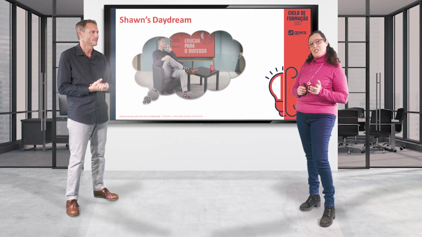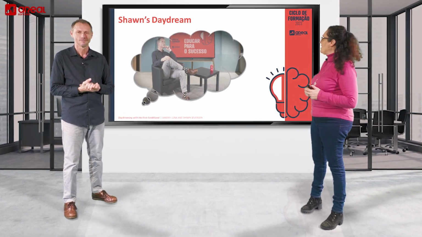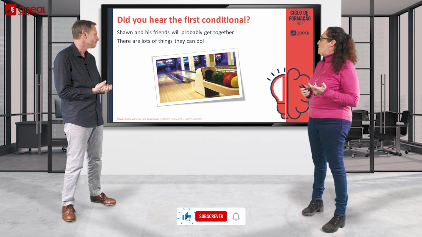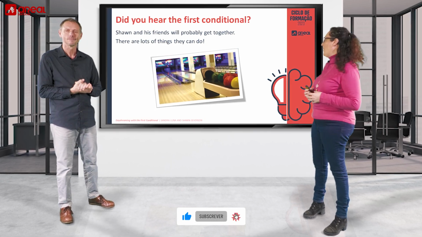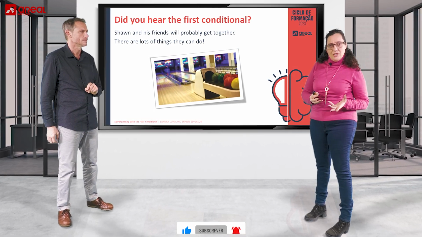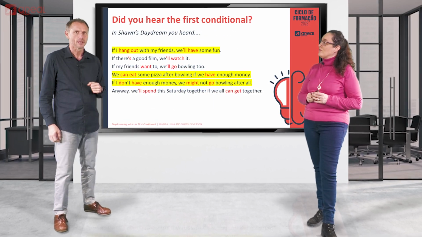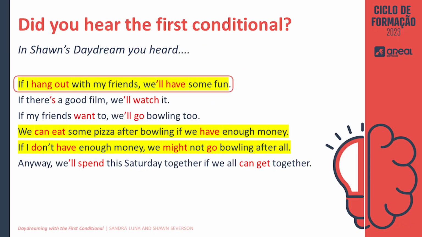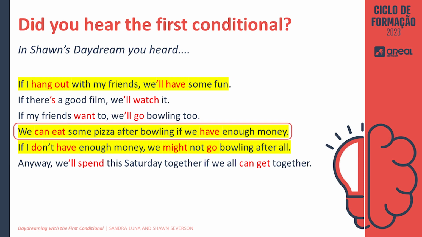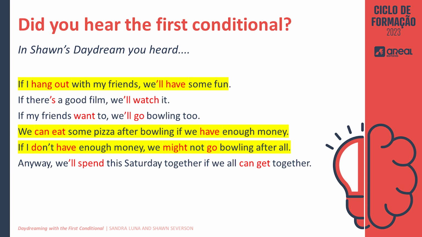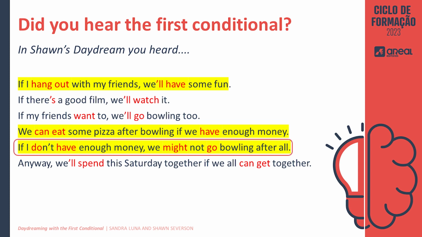Now, did you hear that first conditional in Shawn's daydreaming? Shawn and his friends will probably get together, but there are a lot of things that they can do. So some examples that you heard. If I hang out with my friends, we'll have some fun. He also said, we can eat some pizza after bowling if we have enough money. If I don't have enough money, we might not go bowling after all.